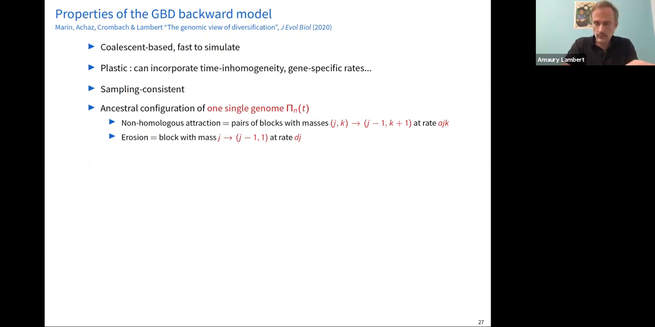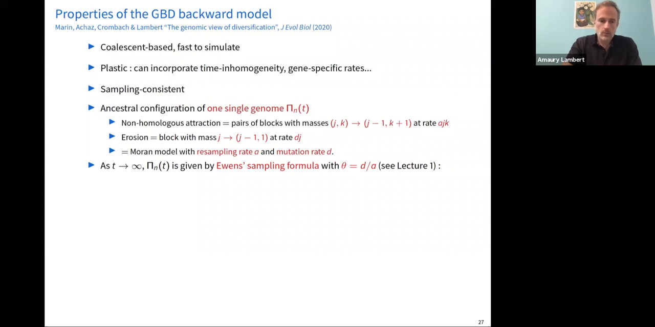And these rates are exactly the rates of a Moran model with resampling rate A and mutation rate D. Okay, so at rate D per individual, you form a new block, and of course this removes one individual from the subpopulation of your type.